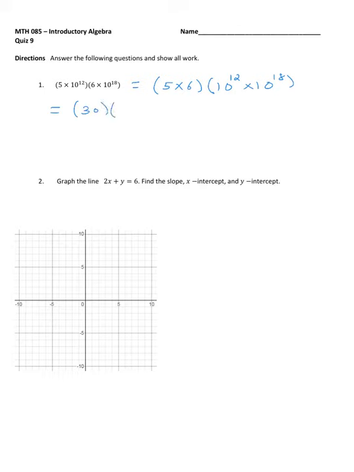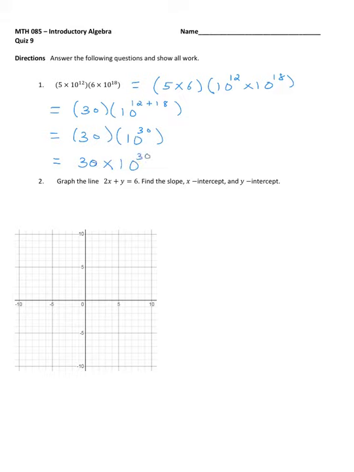But when you multiply 10 to the 12th times 10 to the 18th, you can simply add the exponents since the base is the same. So that's really 30, and then we have 10 to the power of also 30. And our standard notation of writing this was, well, you put 30 times 10 to the power of 30.